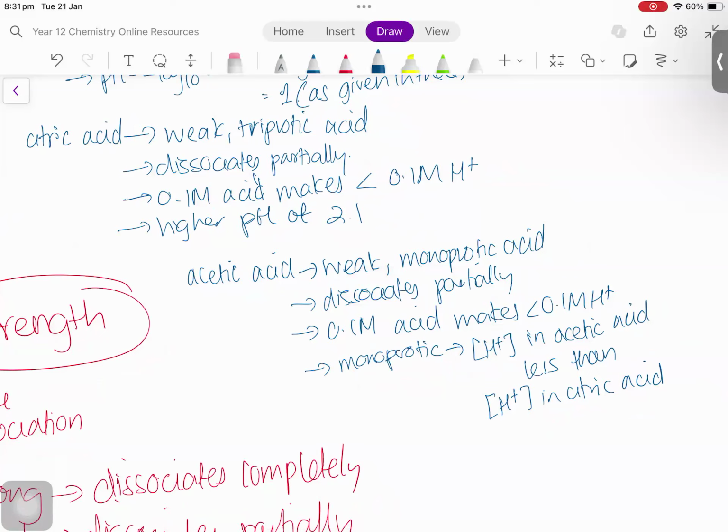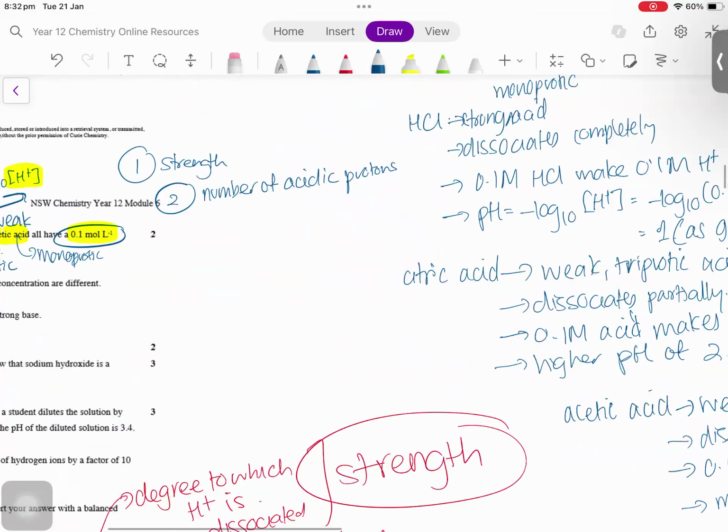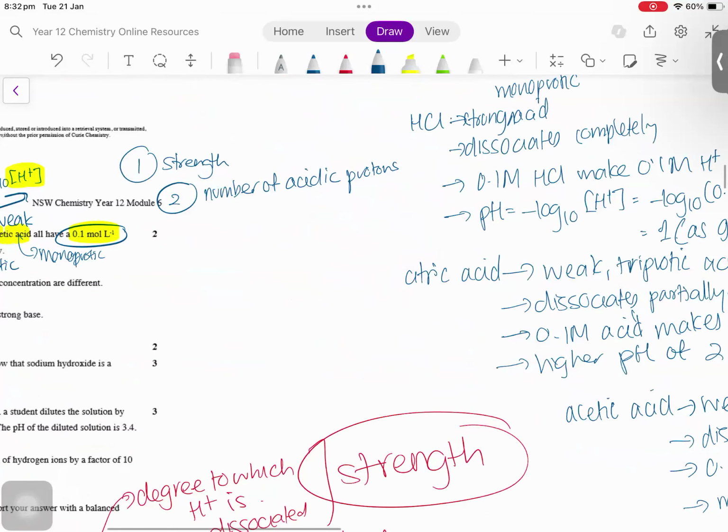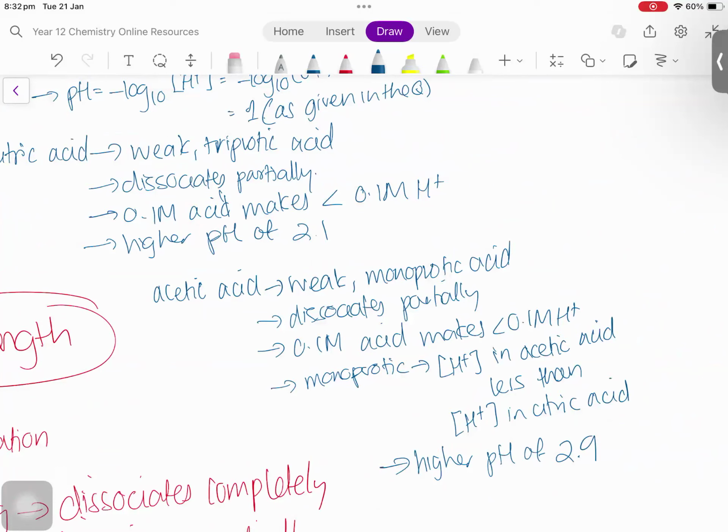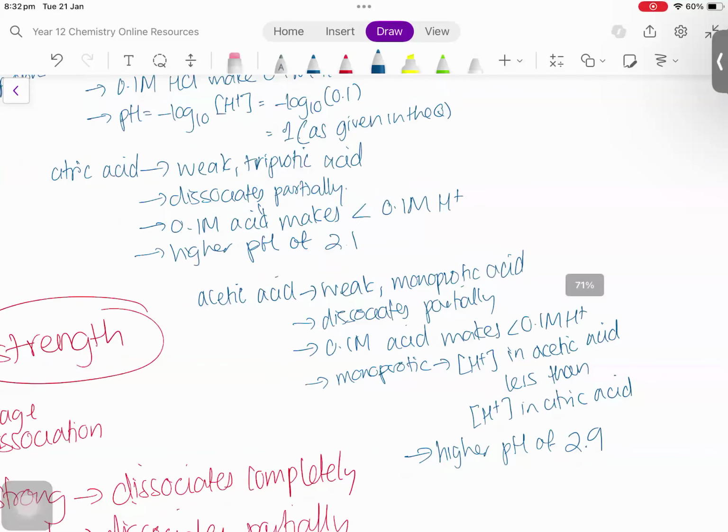Okay. They both have a low H plus, but because acetic acid is monoprotic, the H plus that it has is even less than citric acid. All right. Okay. So because of that, it has an even higher pH of, for acetic acid, that's 2.9. Okay. These are the sort of thinking questions that I'm referring to that applies the theory that you learn further. Yeah, so there'll be a few more of this in module 6 coming.